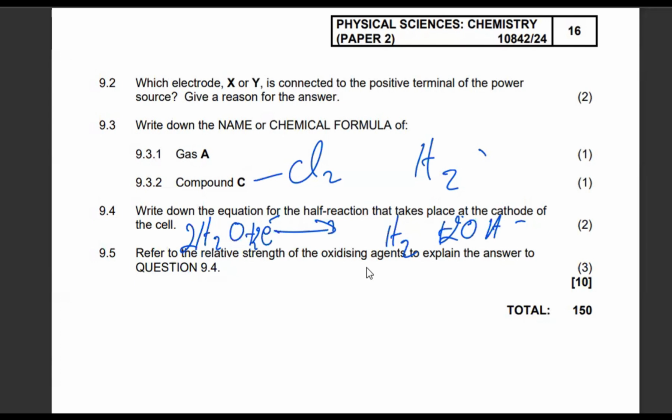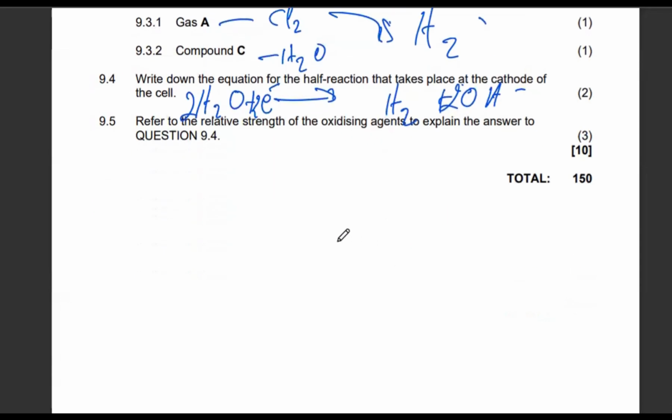Did I write it? No, I wrote this one wrong. I said this is water, and then this is what? Chlorine gas, or it could be hydrogen. Someone is asking, yes.